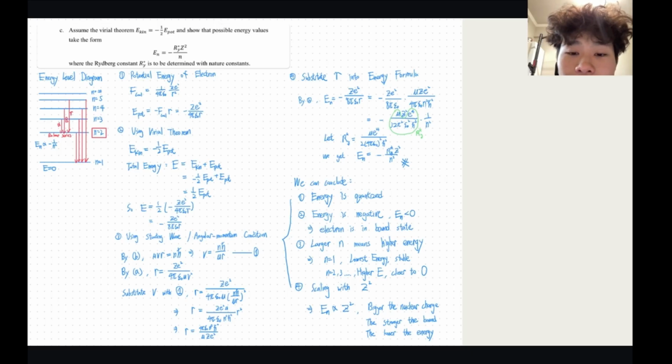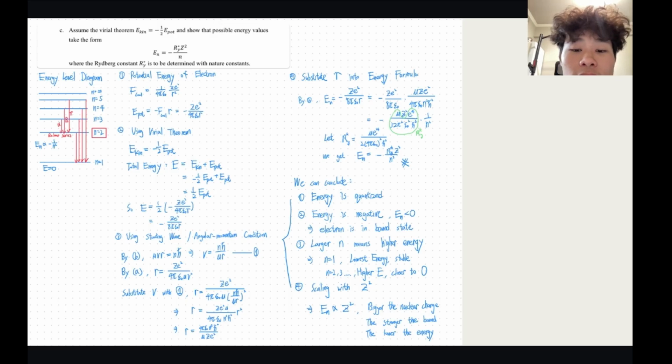Now we let Ry star be a nature constant. We assume Ry star is mu e to the power 4 over 2 times 4 pi epsilon naught squared h bar squared, to make the equation look better. We substitute it into the energy formula and get that E n is minus Ry star times z squared over n squared, which is the answer of question C. And before that, we can conclude a few things.